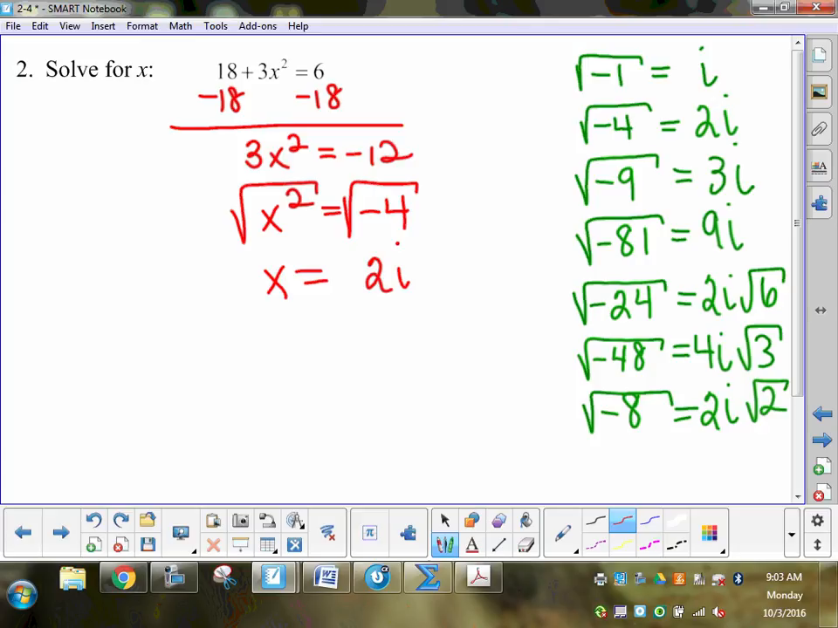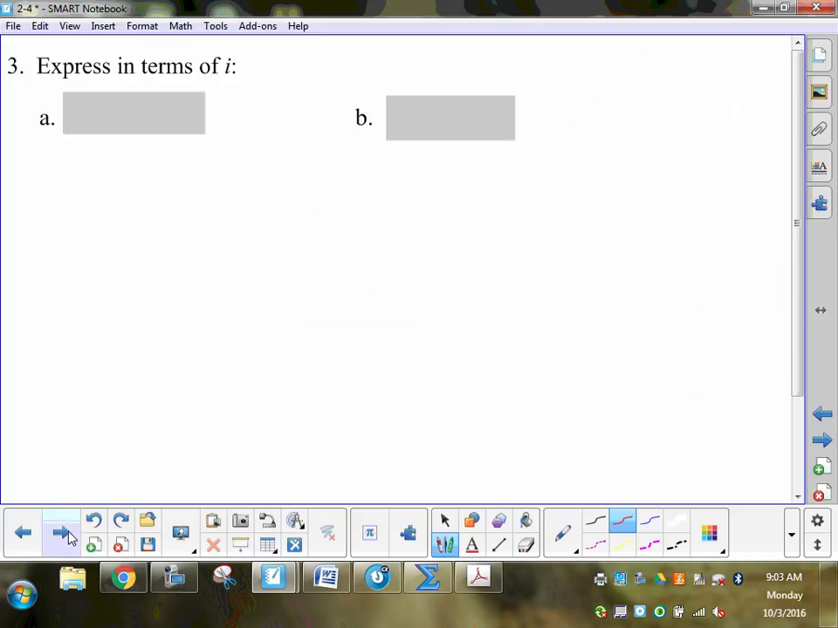Just remember, when we do this and we take the square root, we have to get those two answers. Questions on those? Remember that plus minus, yeah? Because 4 is a perfect square, -4 will be a perfect square also. Let's simplify these down.